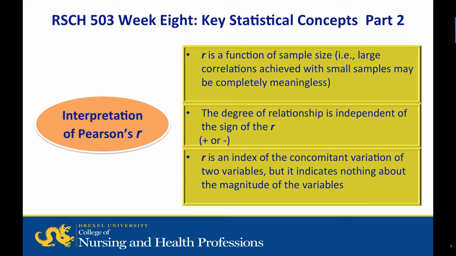How does a researcher interpret Pearson's R? Three points to keep in mind. 1. R is a function of sample size. Large correlations achieved by small samples may be completely meaningless. 2. The degree of relationship is independent of the sign of the R, whether it is a positive or negative R. And 3. R is an index of the concomitant variation of two variables, but it indicates nothing about the magnitude of the variables.